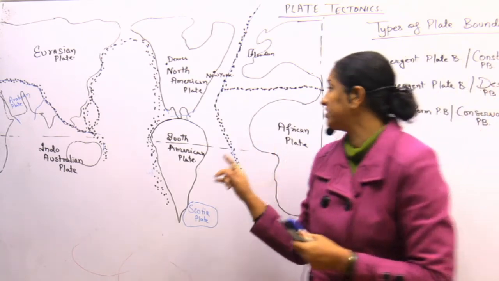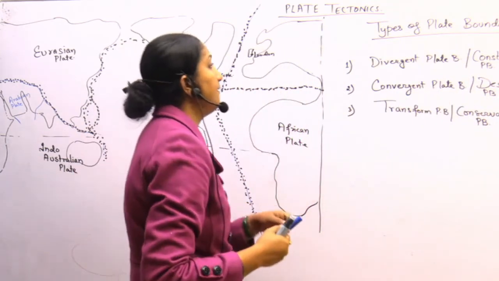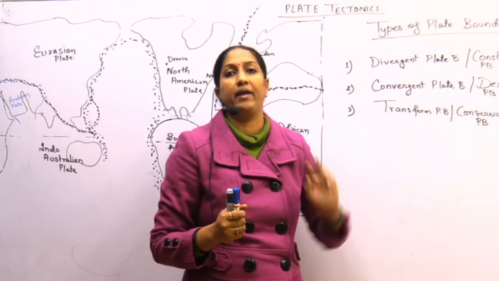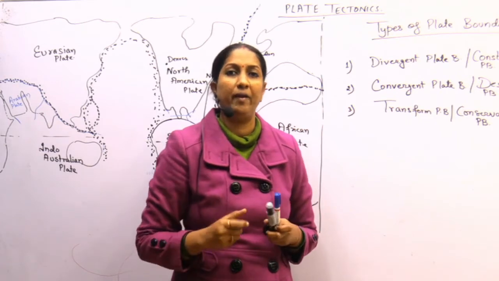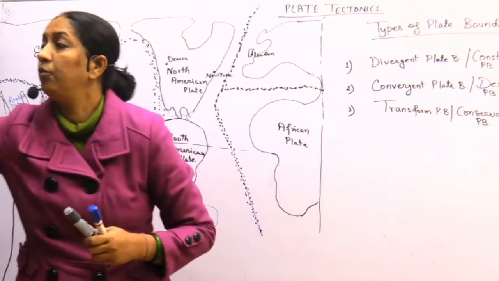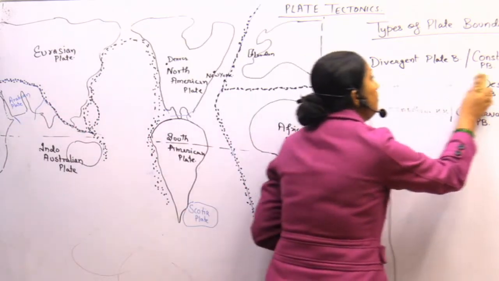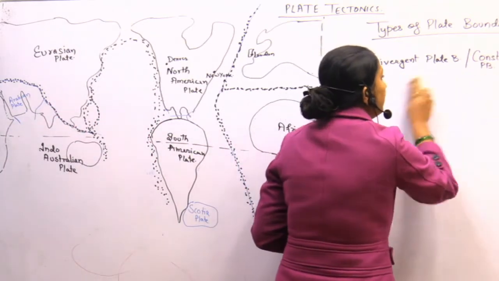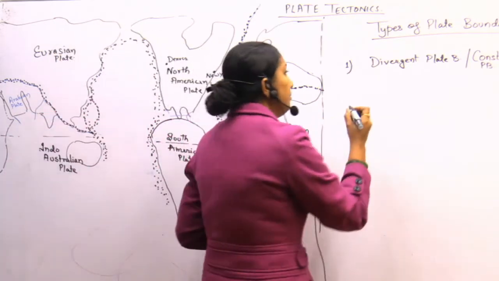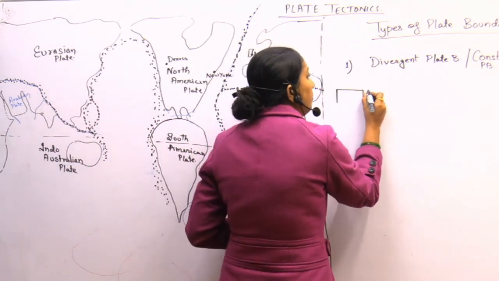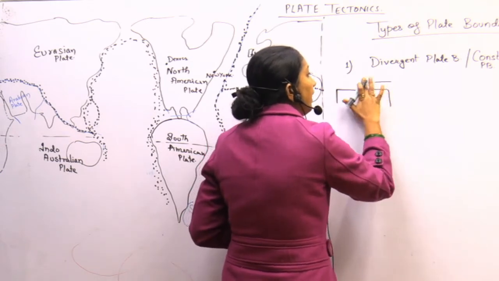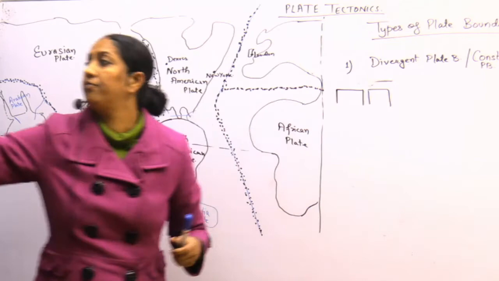So now let's discuss these boundaries in detail. First is the divergent plate boundary, or the constructive plate boundary. A divergent plate boundary means when the two plates are moving away from each other.